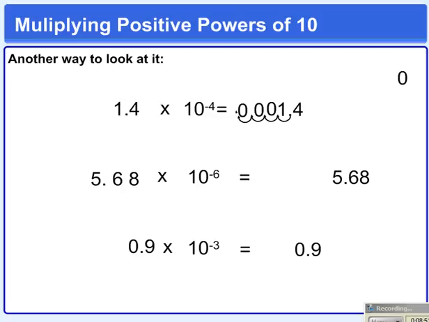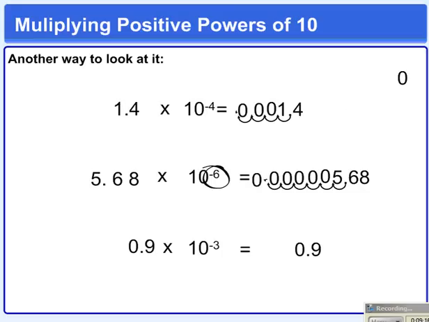5 and 68 hundredths times 10 to the negative 6. There's my key to go back 6. 3, 4, 5, 6. Put my decimal in. Put my 0 placeholders in. Just like that.